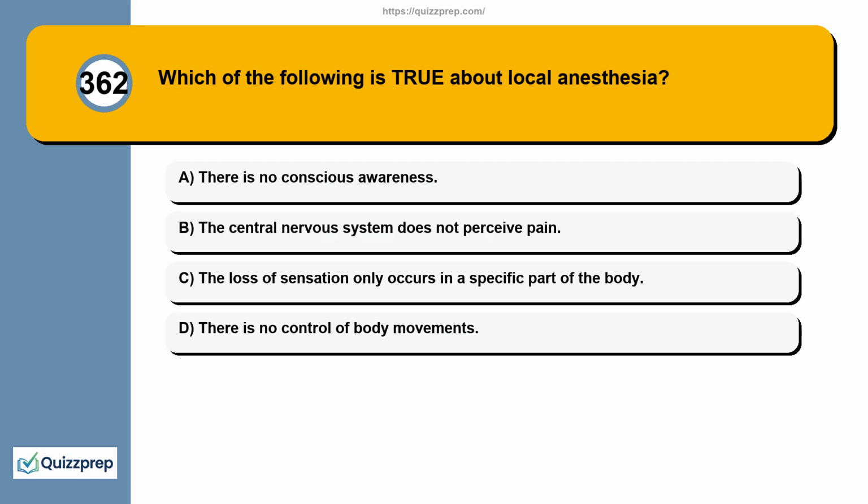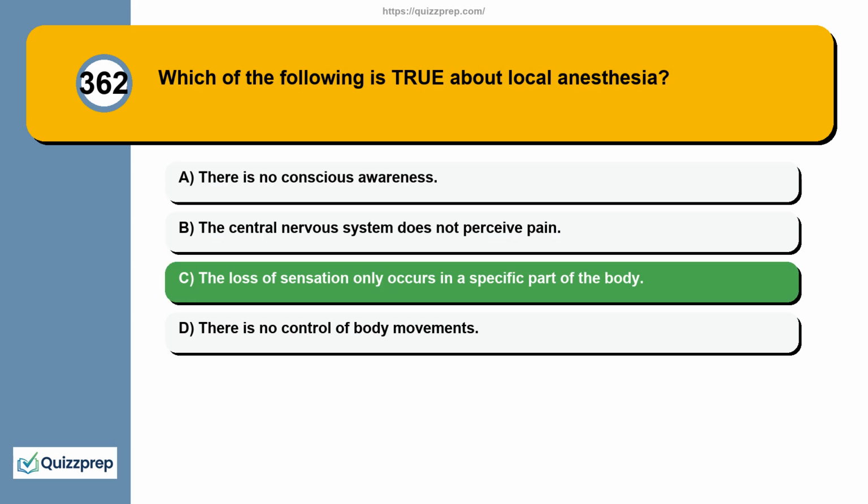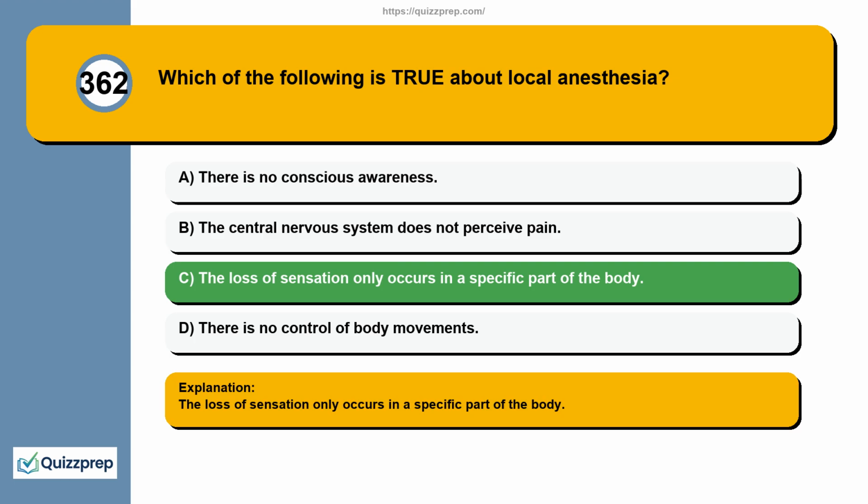Question 362. Which of the following is true about local anesthesia? Option A. There is no conscious awareness. Option B. The central nervous system does not perceive pain. Option C. The loss of sensation only occurs in a specific part of the body. Option D. There is no control of body movements. The correct answer is option C. The loss of sensation only occurs in a specific part of the body.